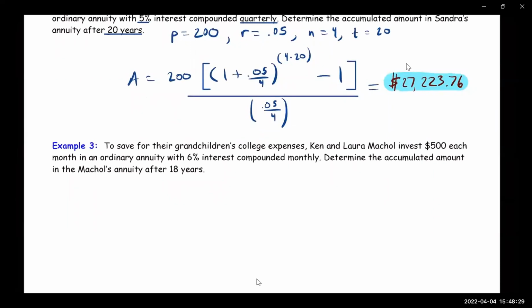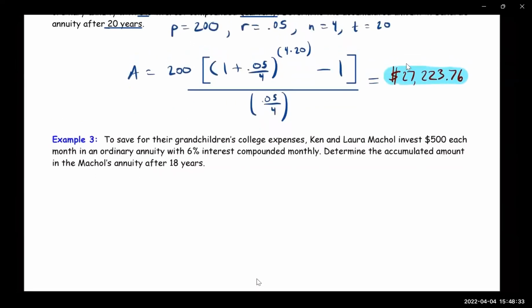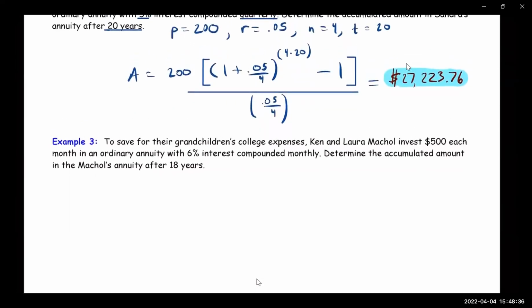Alrighty, so let's see about the next one. It says, to save for the grandchildren's college expenses, Ken and Laura invest $500 each month in an ordinary annuity with 6% interest compounded monthly. Determine. Okay, so n is now different, right?